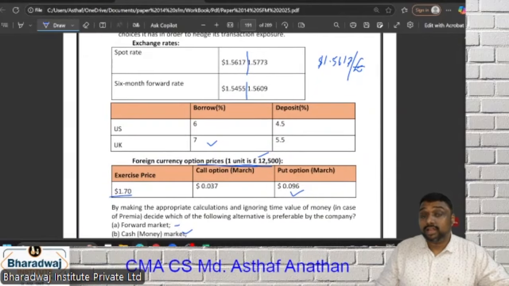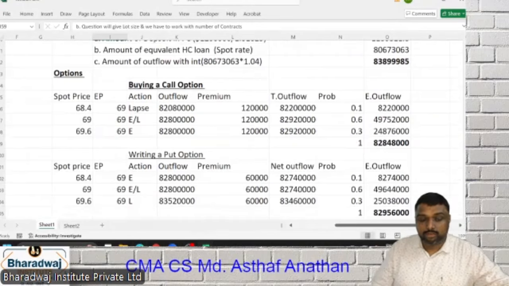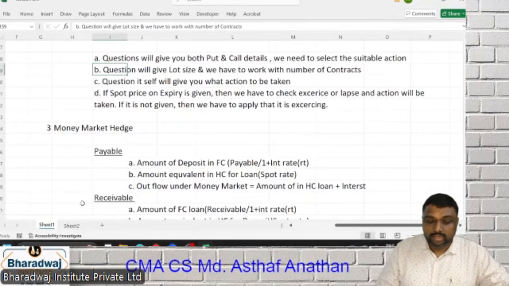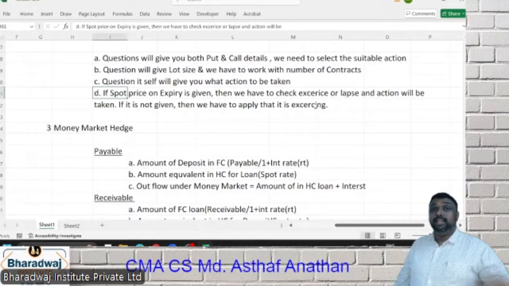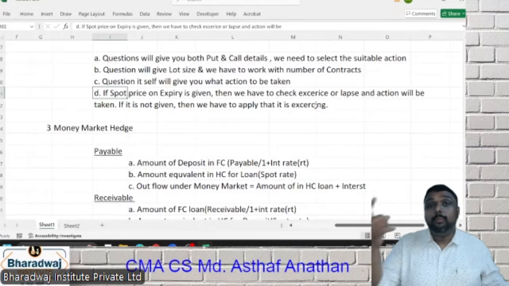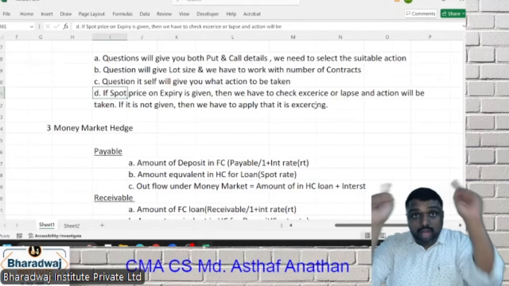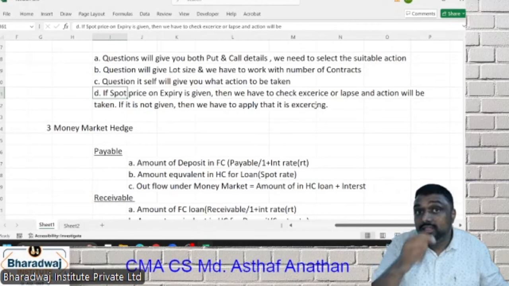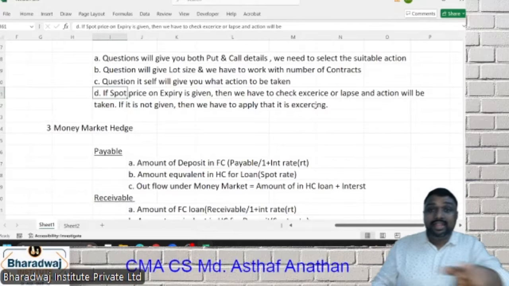Before that, let me tell you, this illustration will give you clarity on this concept also. The spot price on expiry is not given here, whereas in the last question it was given. If it is not given, we have to assume it is exercised, and in such a case, case 2 will not come. In the previous question we did buy a call option. There is one more strategy, sell a put option, which will come only when the spot price on expiry is given. If it is not given, the second method will not be there.